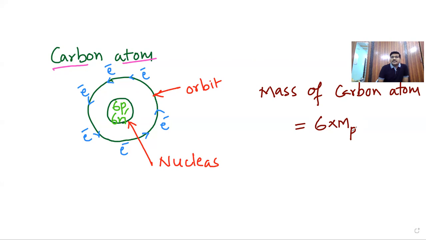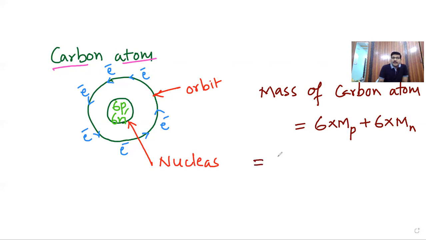So, mass of 6 protons plus, how many neutrons are existing? 6. 6 into mass of each neutron, Mn. M stands for mass, n stands for neutron. There are 6 protons and 6 neutrons in the nucleus. Hence, the total mass of carbon atom is mass of 6 protons plus mass of 6 neutrons. Clear?